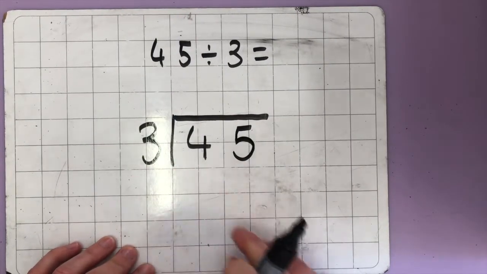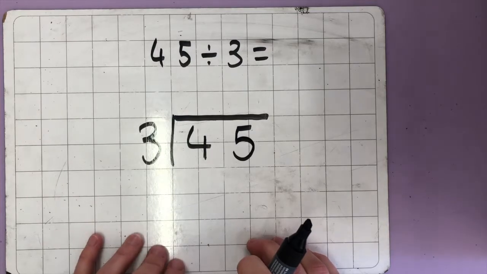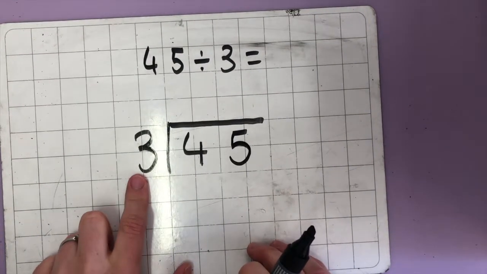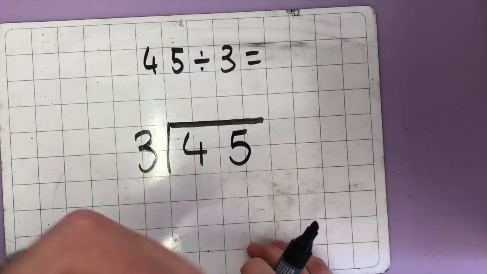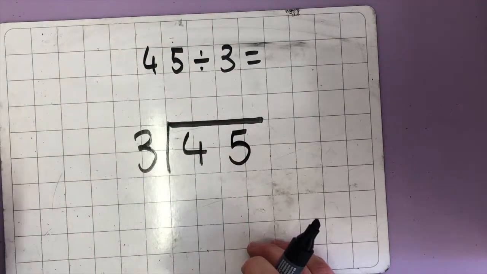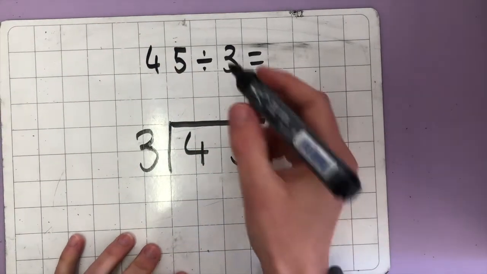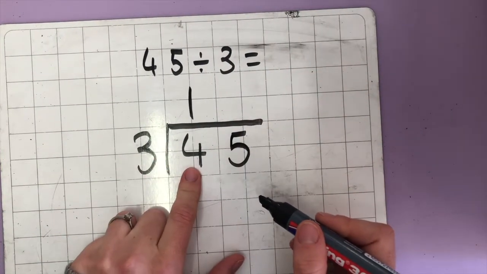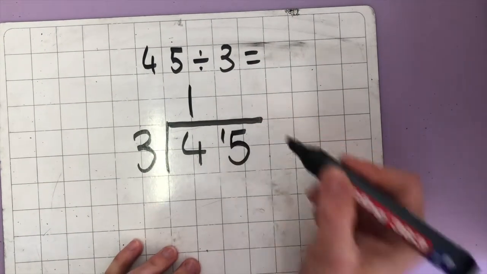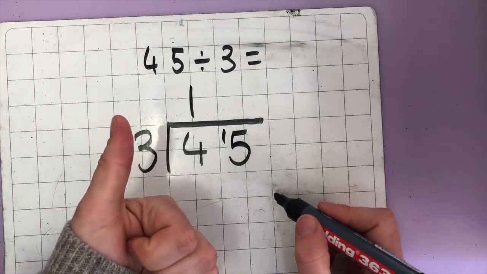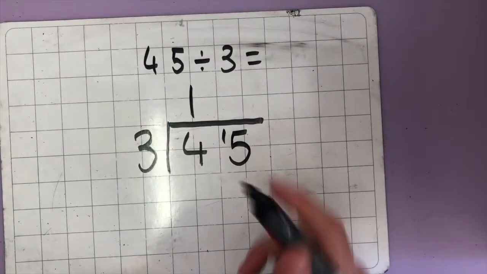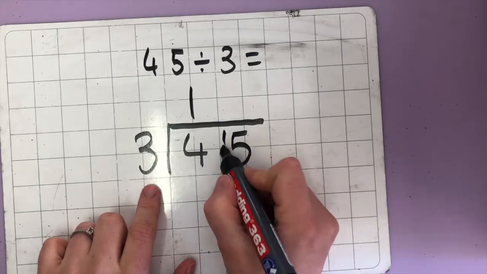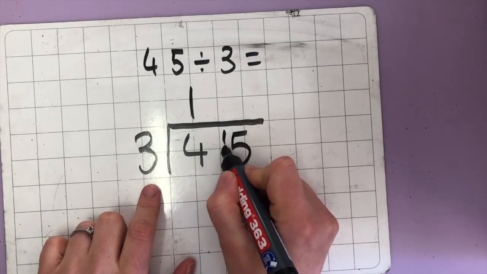How many 3's go into 45, or 45 divided by 3? So how many 3's go into 4? 3. Oh, hold on. This isn't quite as easy. Only 1 3 goes into 4, but I've got 1 left over. 3, 4. Got 1 left over.